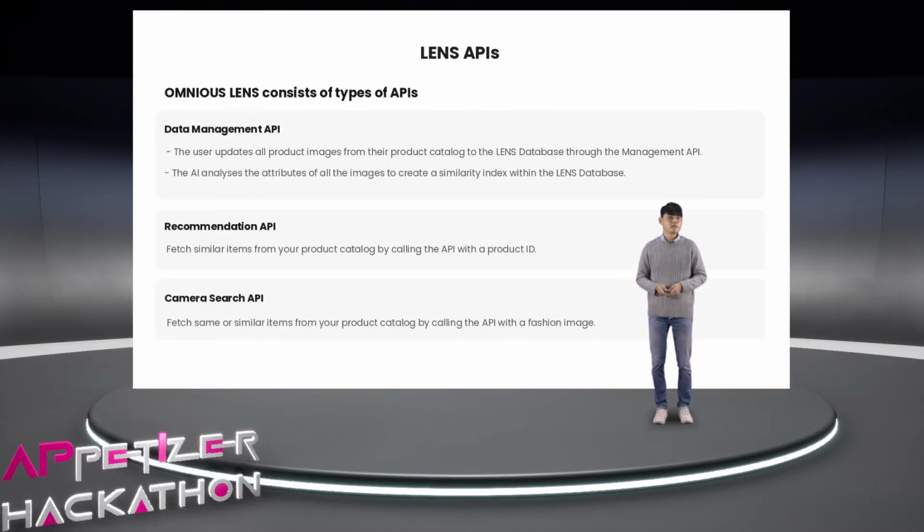Moving on. These are the Lens APIs. First is a data management API, where the user uploads all product images from their product catalog to the Lens database. And when they do that, the AI analyzes all attributes within the image to create a similarity index within the Lens database. And there's a recommendation API, which fetches similar items from your product catalog by calling the API with the product ID. And there's a camera search API, which fetches the same or similar items from your product catalog by calling the API with a fashion image.